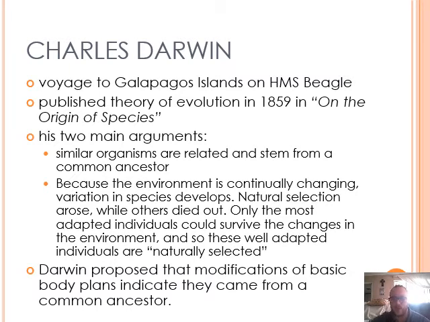All right, Darwin proposed that modifications of basic body plans indicate they came from a common ancestor. Okay, we spoke about this a couple of times. And that's why this misconception that humans come from monkeys is complete rubbish. We don't come from monkeys, we come from apes. So our closest relatives are the chimpanzees, the orangutans, the gibbons, the ape-like structures that don't have a proper tail. So we've all had this reduced tail. You don't have a tail, neither does a chimpanzee, nor orangutan, nor gorilla.